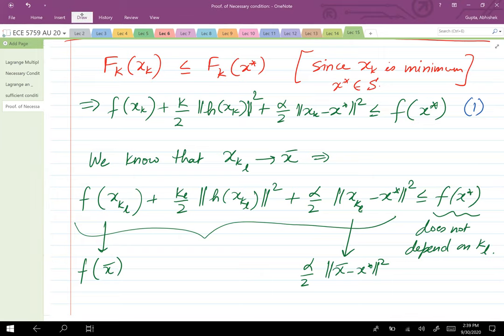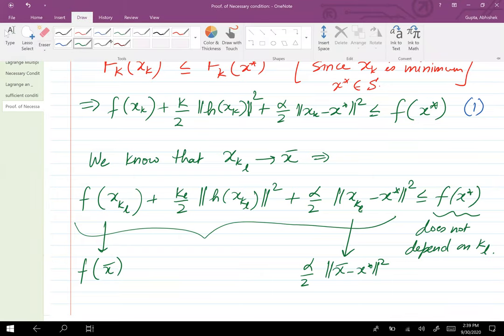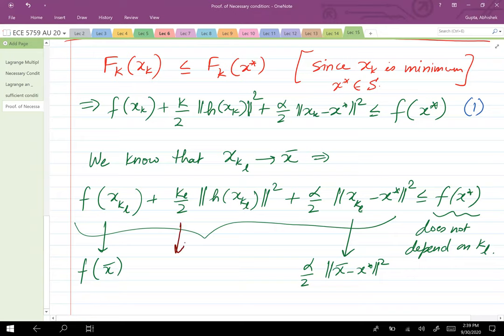Okay, so let's look at the middle term. What does this term converge to? So KL over 2, what does this converge to? Infinity. What does this converge to? Well, H is also continuous, so this converges to H of X bar square.